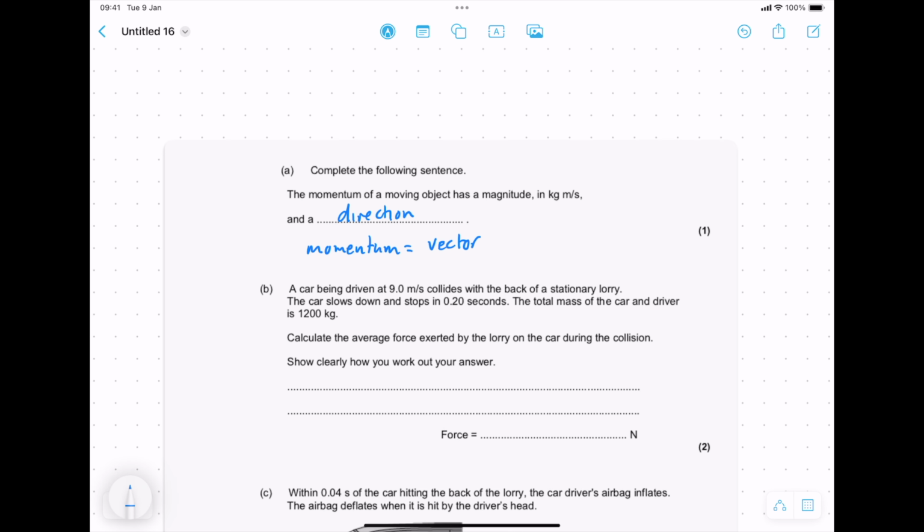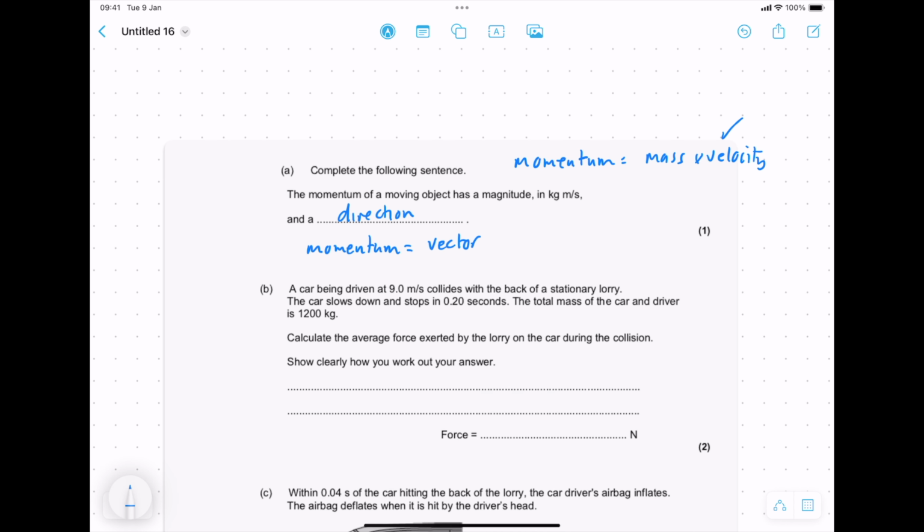So momentum, the formula, which we're going to use later, put at the top here, is momentum equal to mass times velocity. You can see that formula is composed of mass, which is a scalar quantity, and velocity, which is a vector, and the vector wins. So the vector is the most important part. So that is why momentum is a vector.